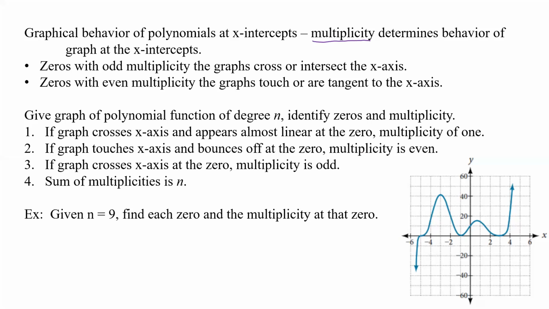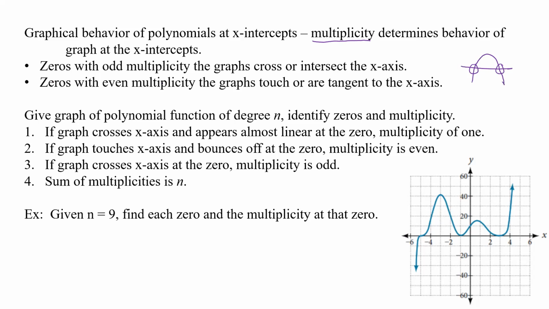All right, and what happens is the multiplicity, what we just learned about, determines the behavior of the graph at those x-intercepts. So a zero with an odd multiplicity, so if your powers were 1, 3, 5, 7, etc., the graph crosses or intersects the x-axis. As we see in this case, it's intersecting.